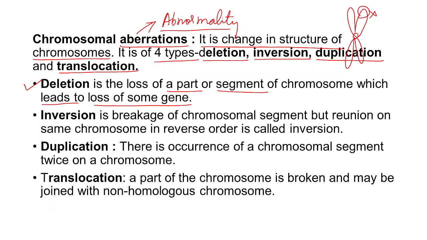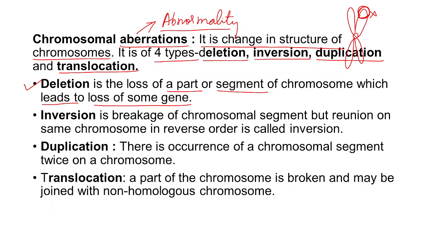The genes in that particular part of the chromosome will be lost. Yes or no? So, that itself is called as what? The type of chromosomal aberration which is deletion. For example, in case of Cri-du-chat syndrome, what happens? A part of the 5th chromosome will be lost. So, that is called Cri-du-chat syndrome, where the 5th chromosomal part will be lost.